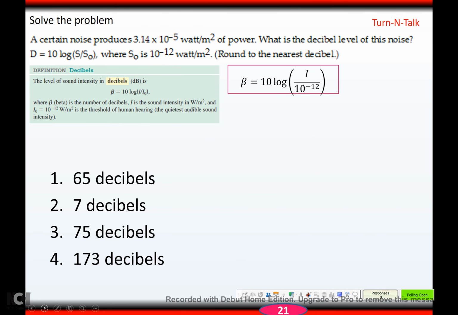Alright, so you do this one, hit pause, come back when you're ready. And hopefully you got 75. If not, let's look at y.